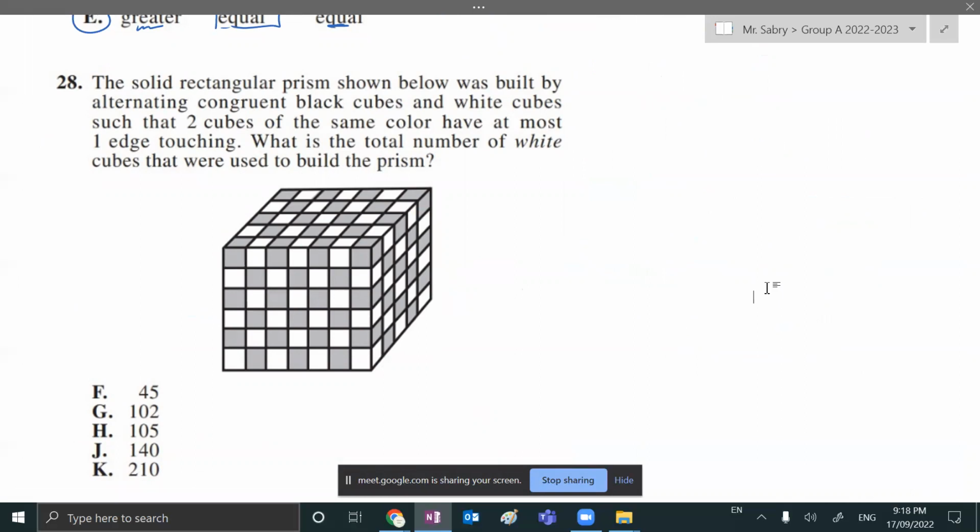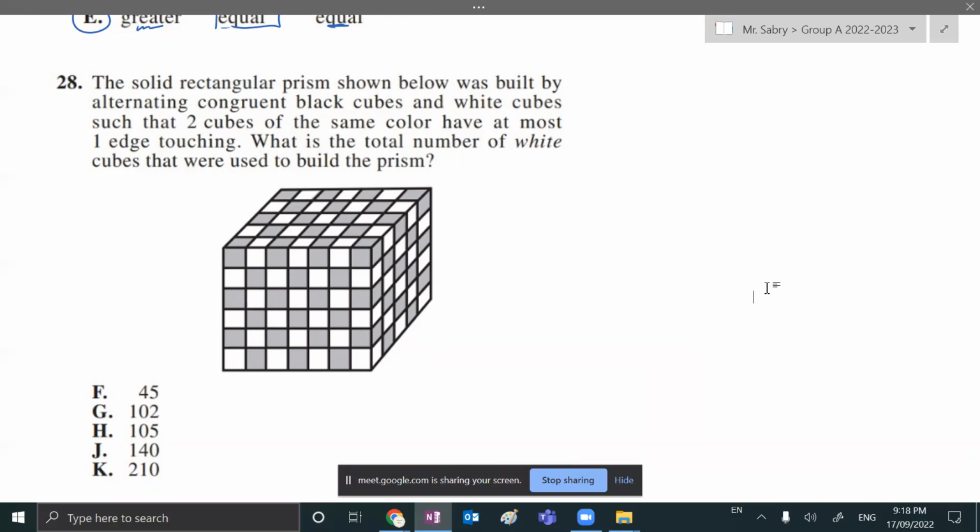First step, they told us that this is a rectangular prism. Good. They said, what is the total number of white cubes that were used to build the prism? Okay. So I have to find the area, sorry, the set of this area of this shape.